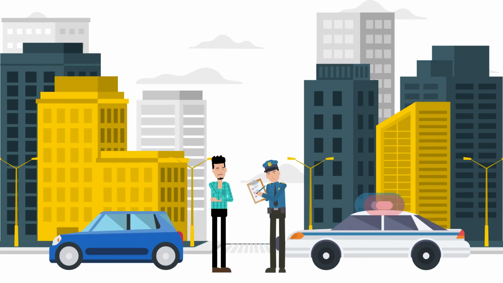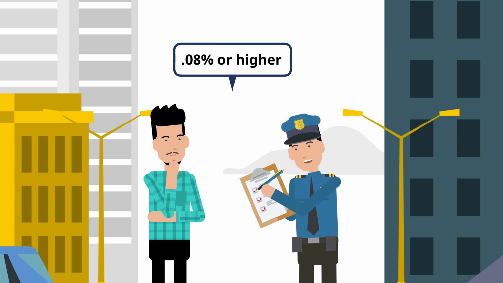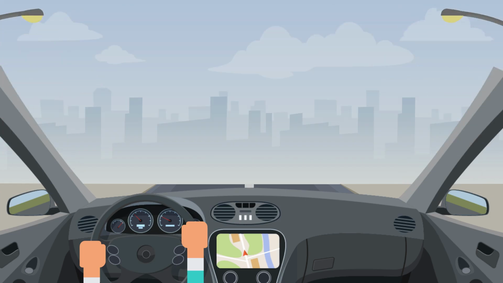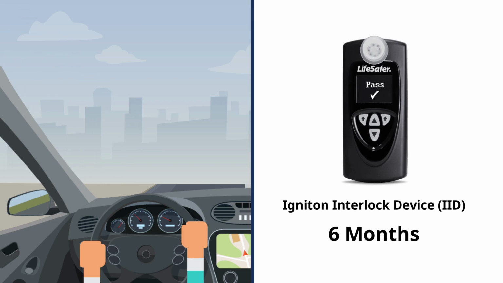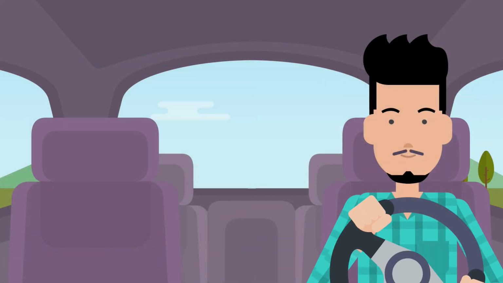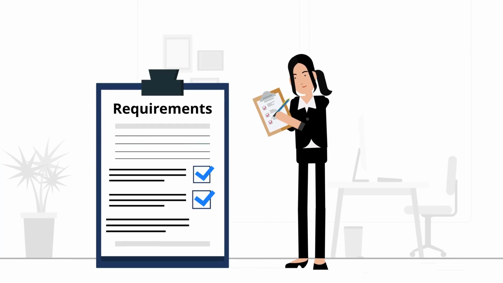If you are being charged with a first-time OWI with a breath alcohol concentration of 0.08% or higher, you may be required to install an ignition interlock device, or IID for short, in your vehicle for at least 6 months. You're allowed a 10-day grace period to install your ignition interlock and complete all the other DOT requirements.